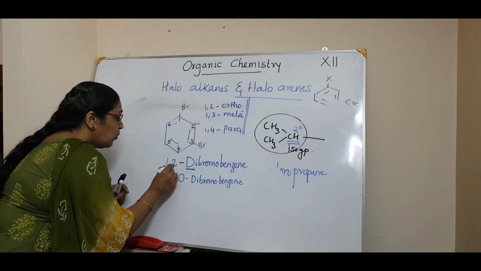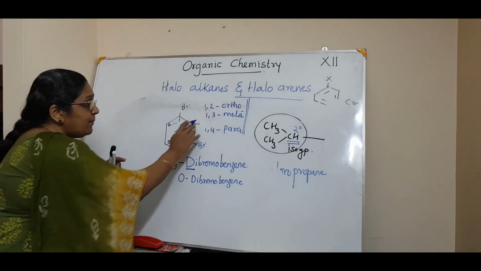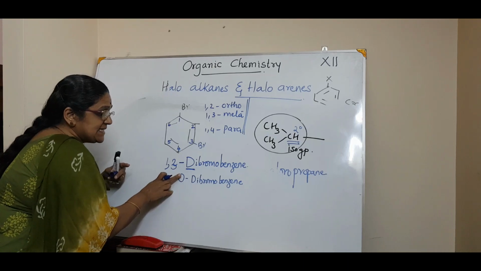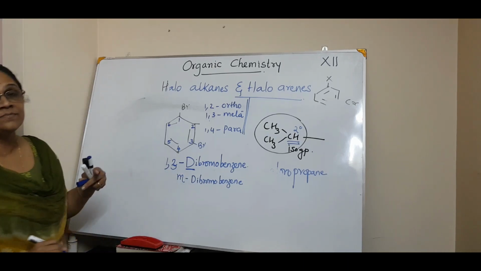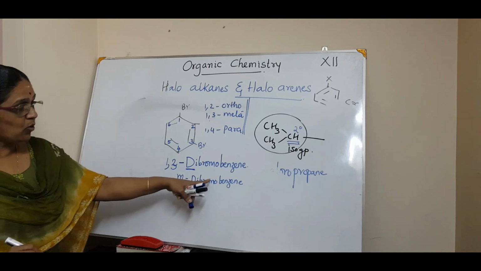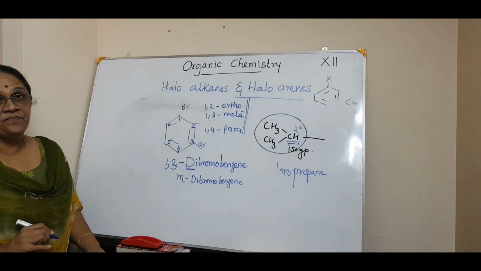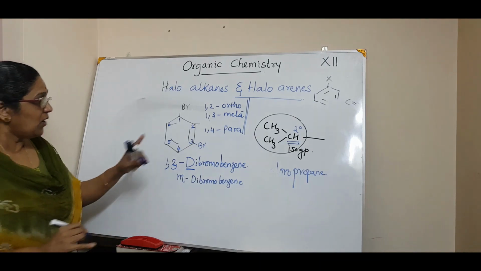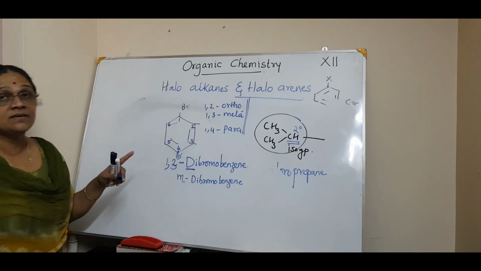It will be 1, 3 dibromobenzene. Isn't it? And what will be the common name? 1, 3 position is meta. So meta you name it as small m. Meta dibromobenzene. Isn't it? Clear? Now if the bromine atom is in the fourth position, what is this?